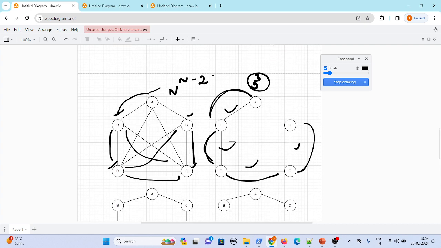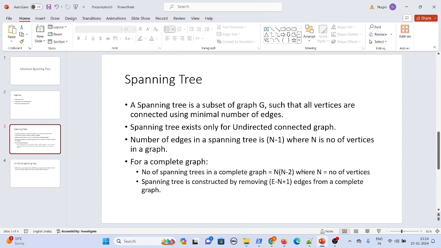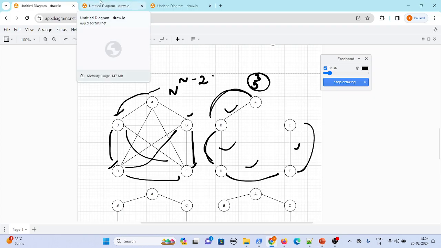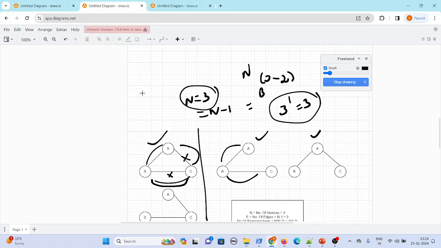This is only for a complete graph. Whatever formulas I have spoken here, like n power n minus 2 for the number of spanning trees, and removing E minus n plus 1 edges, are applicable only for a complete graph. For a non-complete graph, these formulas are not applicable. Okay. And the number of edges in the spanning tree, as we already spoke, would be vertices minus 1. So this is about spanning trees. Now let's come to the minimum spanning tree.